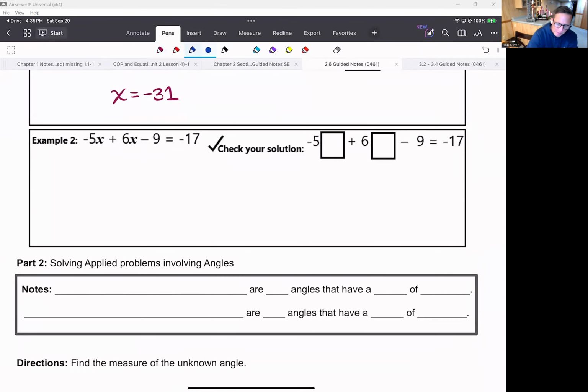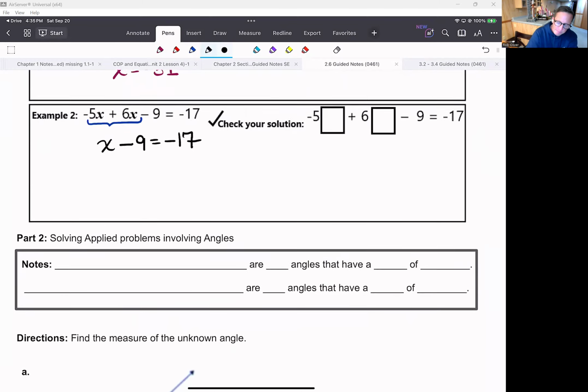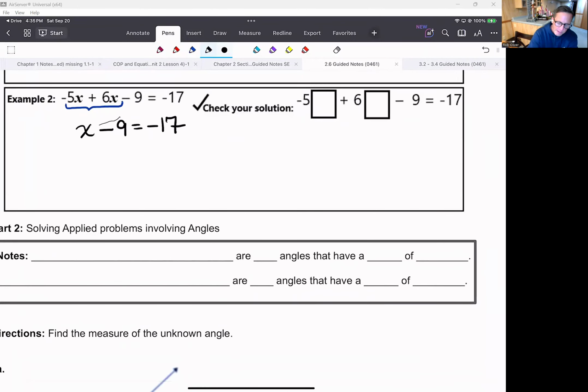All right. This next example, we've got some like terms that we can put together. Right here, -5x and 6x make x, which is 1x, but I'm just going to write x. Then -9 equals -17. The inverse of -9 is going to be +9, so we're going to add 9 to both sides, and that should do it. So we get x equals -8.